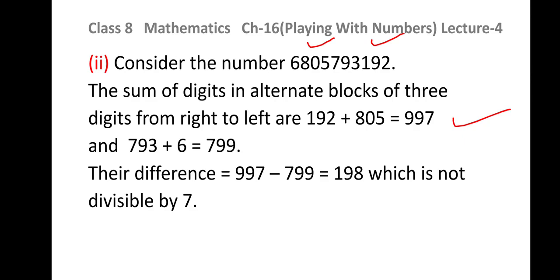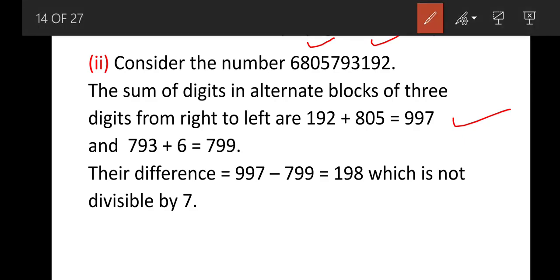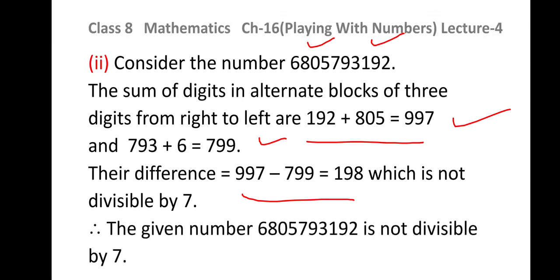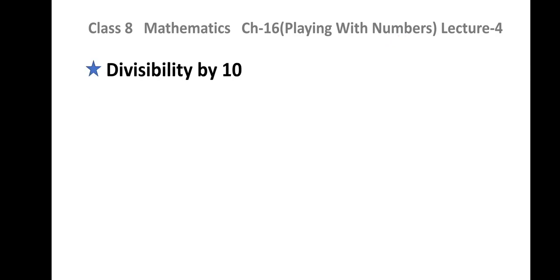So dear children, I am explaining once again what I have done. First of all, I need to make the blocks 192 and 805. I have taken the alternate blocks of 3 digits from right to left, and then I have added them. It will be 997, and then 793 plus 6 will be equal to 799, and then I have taken their difference, that is equal to 198, which is not divisible by 7. So we can say the given number is not divisible by 7. Now divisibility by 10, this is very simple.